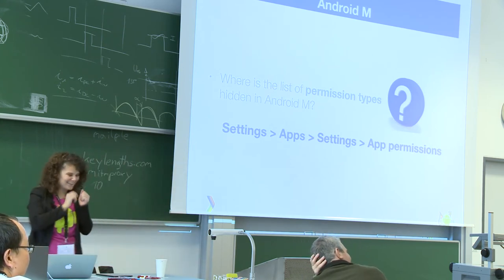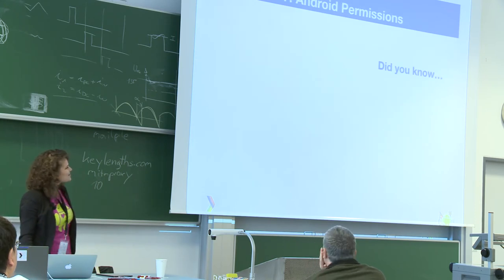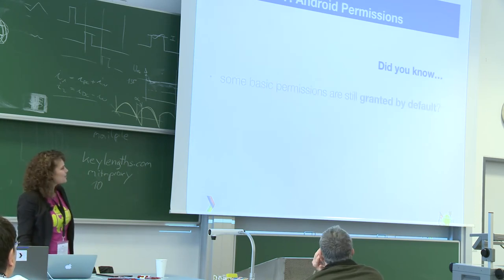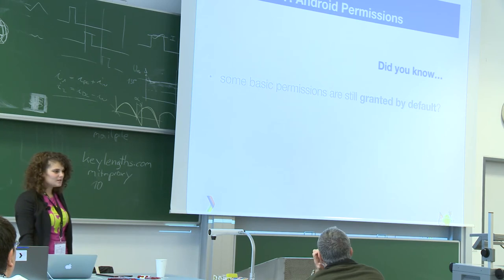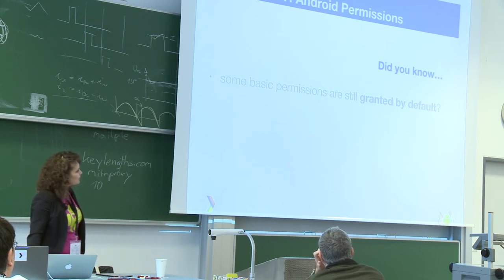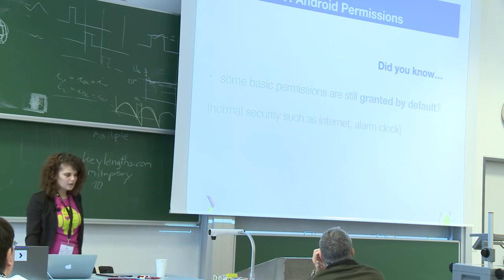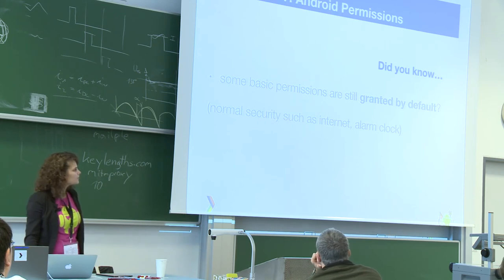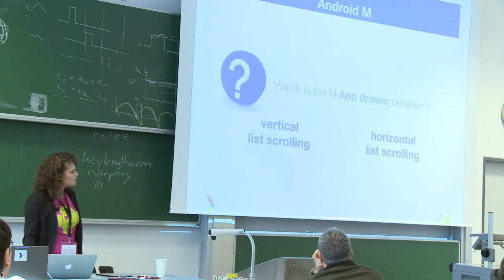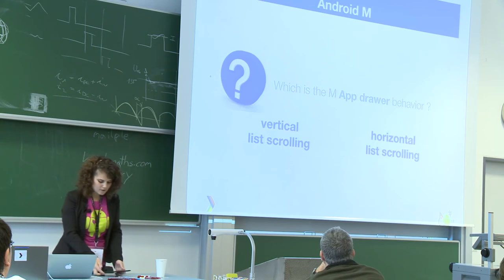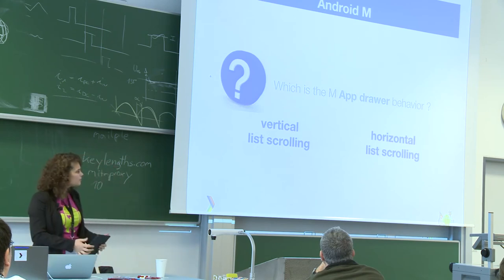Good. So now you know that some basic permissions, like internet, are granted from the beginning and are not prompted. For those of you who have Android Marshmallow, you already know this.